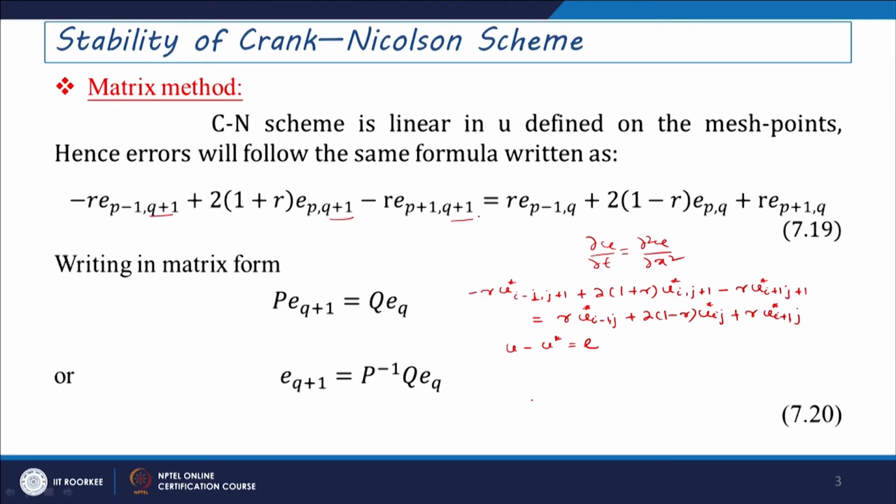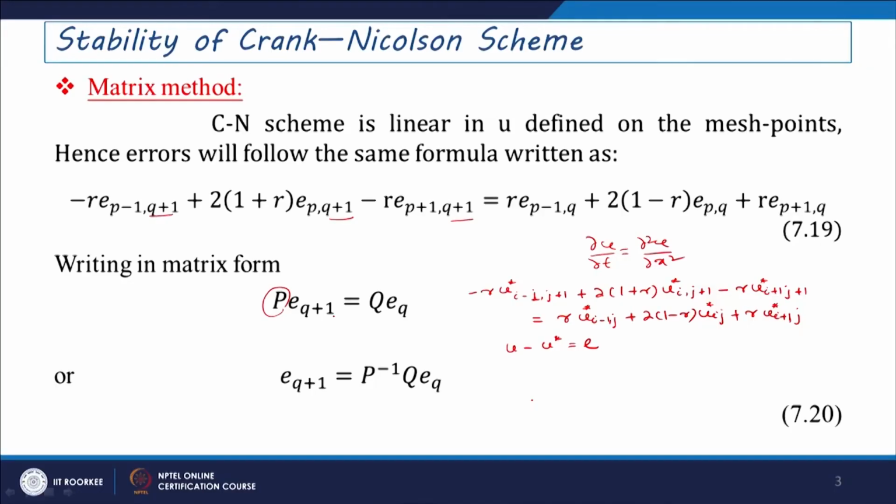So, we can express the complete coefficients in the form of P here, and the unknowns in the form of e at q plus 1, which we can signify as e(1, q plus 1), e(2, q plus 1), up to e(n minus 1, q plus 1). If we express this in separated form, keeping the variable on the left hand side and the matrix on the right hand side, then we can write the complete system as P inverse Q into e at q here.